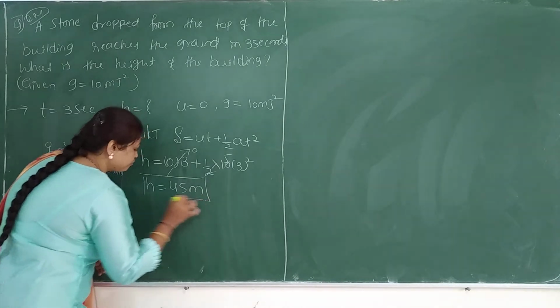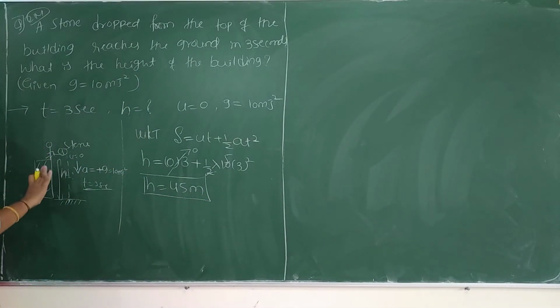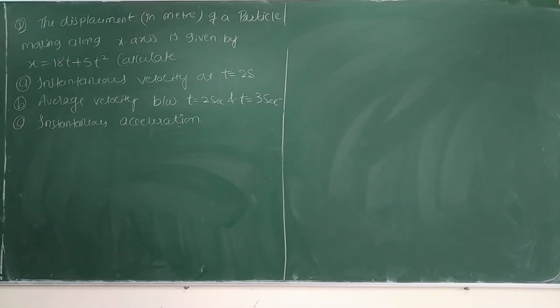What is the height of the building here? 45 meter. So from a 45 meter height, if a stone is dropped, it will take 3 seconds to reach the ground. That's it. It is a 2 marks question. They will ask it in your board exams. Right. Note it down. Yes. Take the next problem.